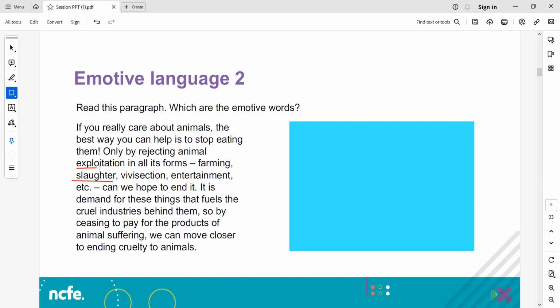So we've got exploitation. So the animals being exploited. So that's not a positive word, that's a negative word, isn't it? Exploitation is not a good thing.